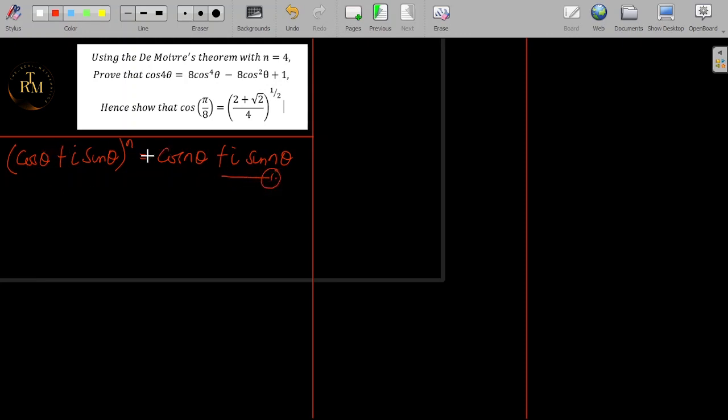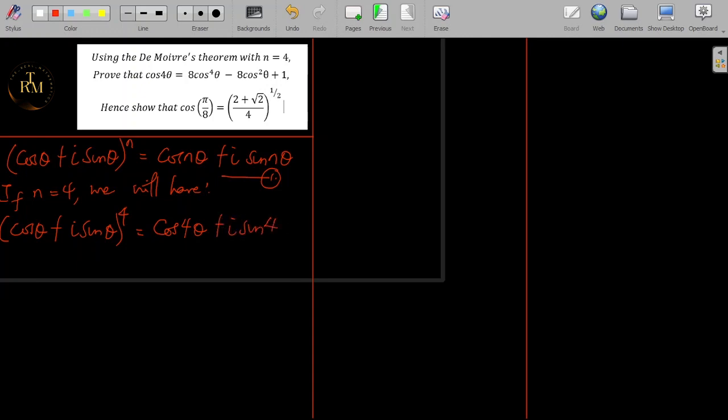So this is what de Moivre's theorem is saying: if I have (cos θ plus i sin θ) to the power of n, it becomes cos nθ plus i sin nθ. It's more like the n comes down. So if I input my n to be 4 here, we'll have (cos θ plus i sin θ) to the power of 4 equal to cos 4θ plus i sin 4θ.